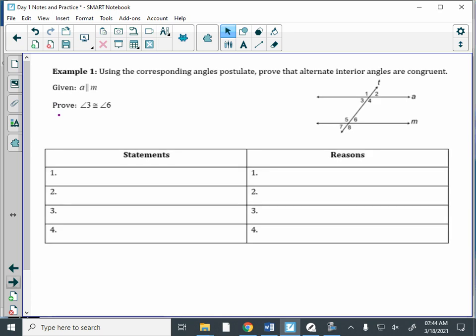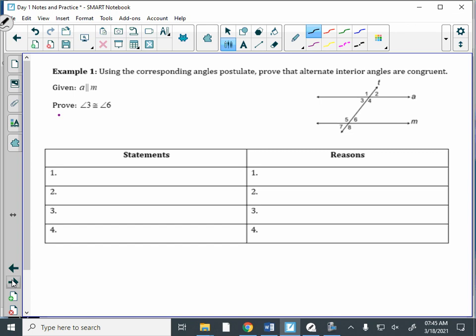So, we want to show that angle 3 and angle 6 are congruent, knowing that A and L is parallel. You might be thinking, well, I know they're congruent. They're alternate interior angles. But we have to pretend like we don't know that. We have to pretend like we have to explain this to someone why they're congruent to each other. It's kind of what you're doing with a proof. You have to act like you don't know that those angles are congruent, and you're explaining to someone why they're congruent. We can't just jump to that they're congruent. We have to explain why. It's just an explanation.